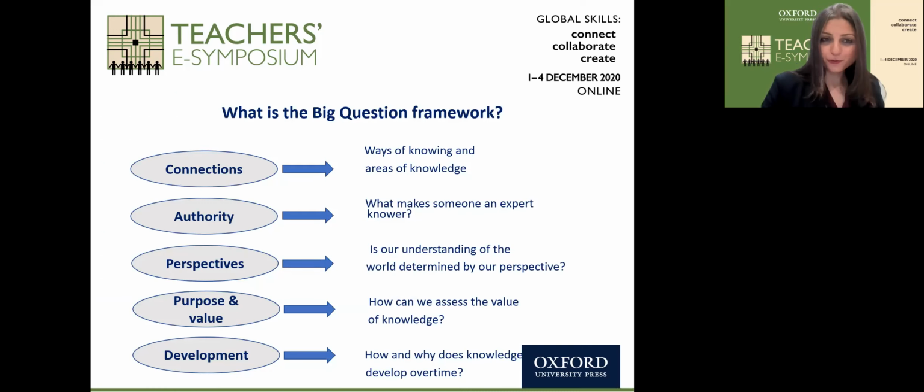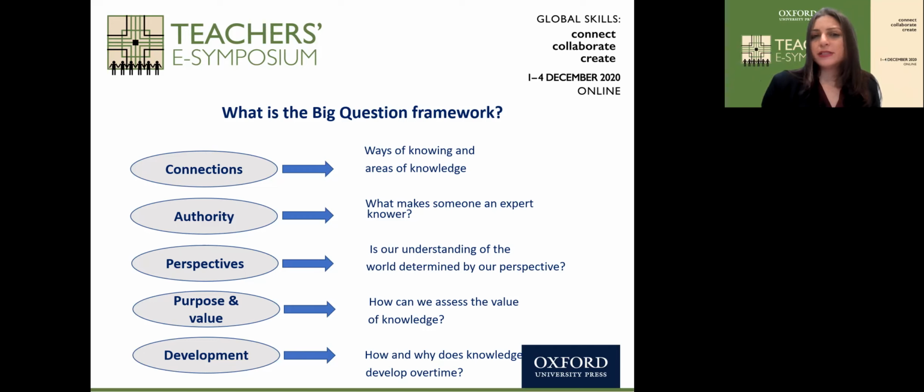What is the big question framework? We've got these categories: connections, authority, perspectives, purpose and value, and development. And the questions that are given to the students are framed in this context: the ways of knowing in areas of knowledge, how do we conceptualize knowledge, and how do we apply it to real life situations? What makes someone an expert knower? When they say, I'm an authority on this, or I specialize in this, what does that really mean? What do they know about that particular area of specialization that makes them an authority?